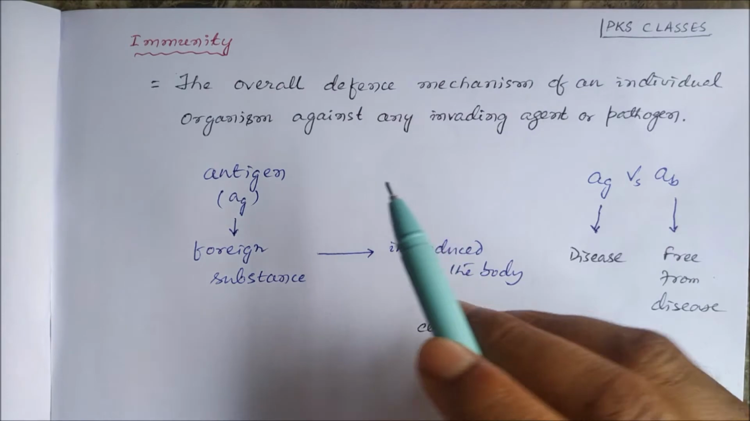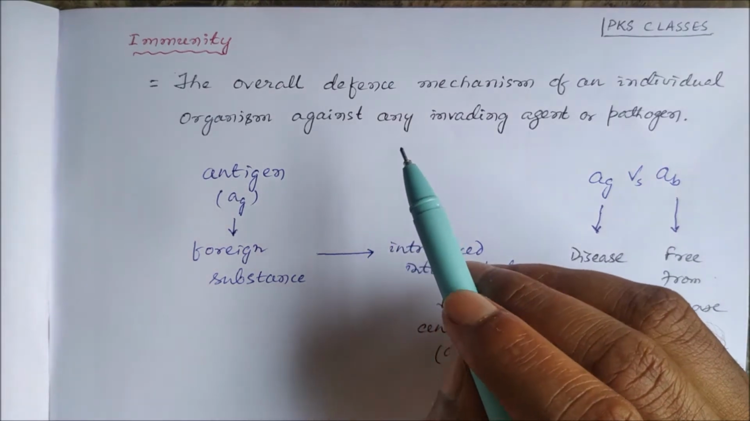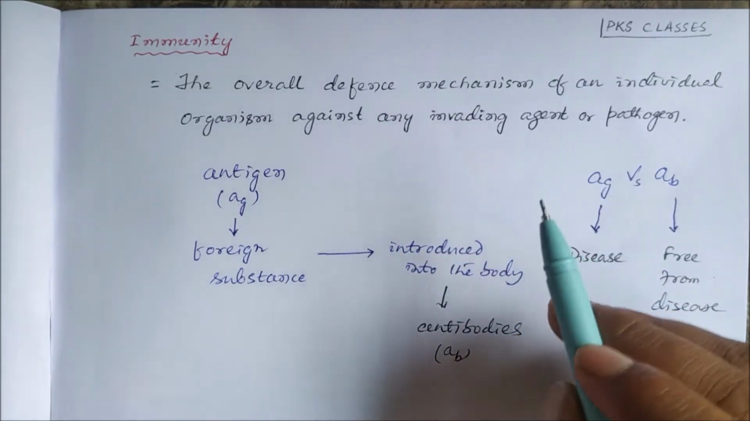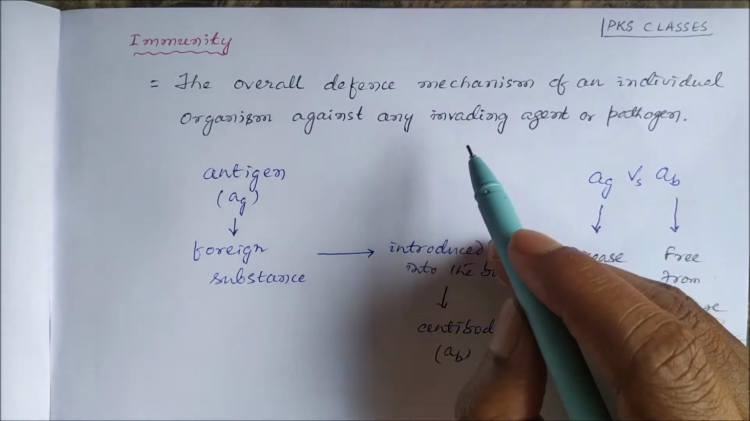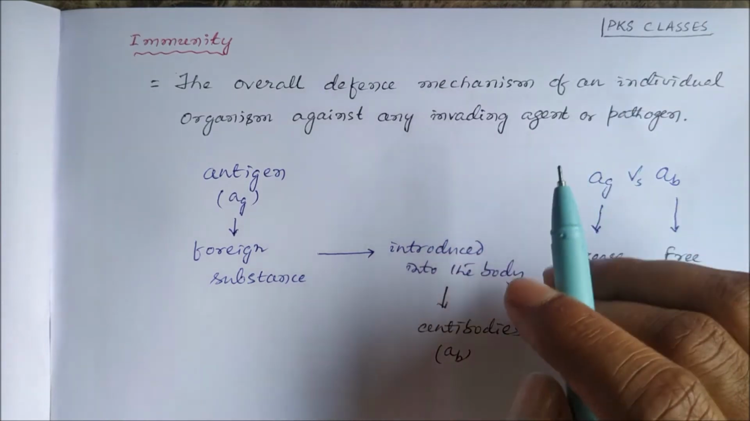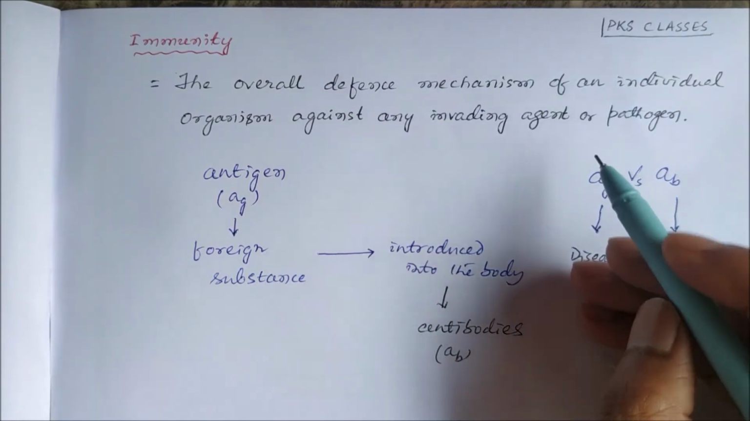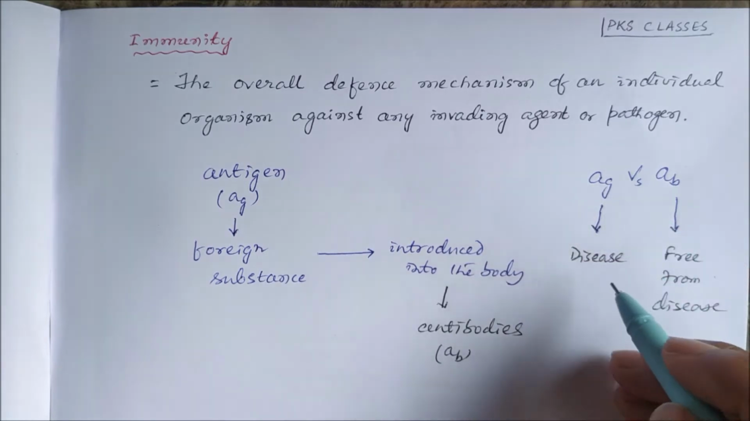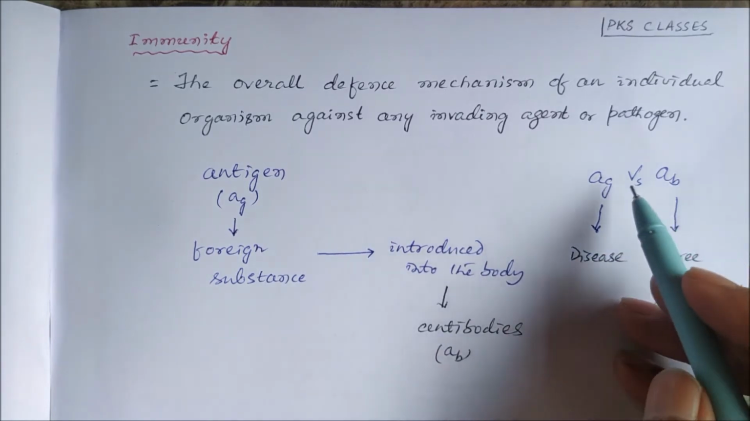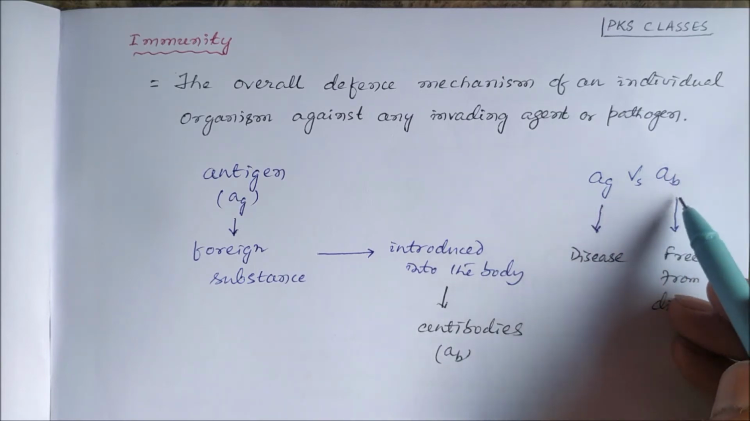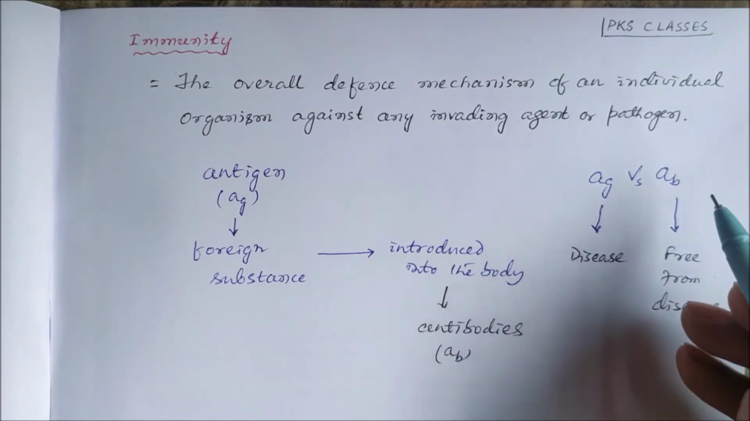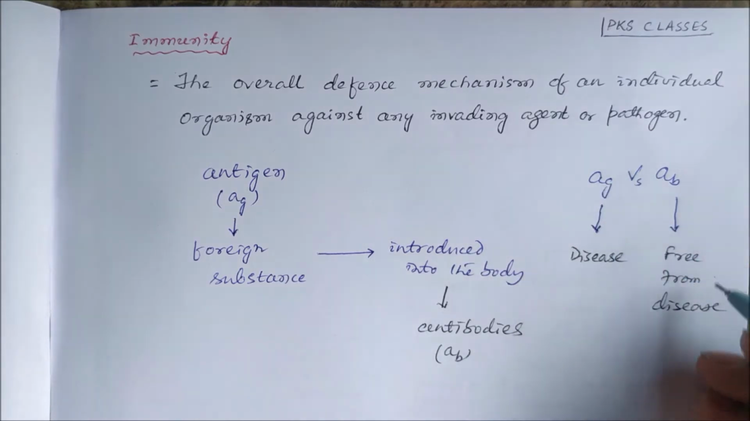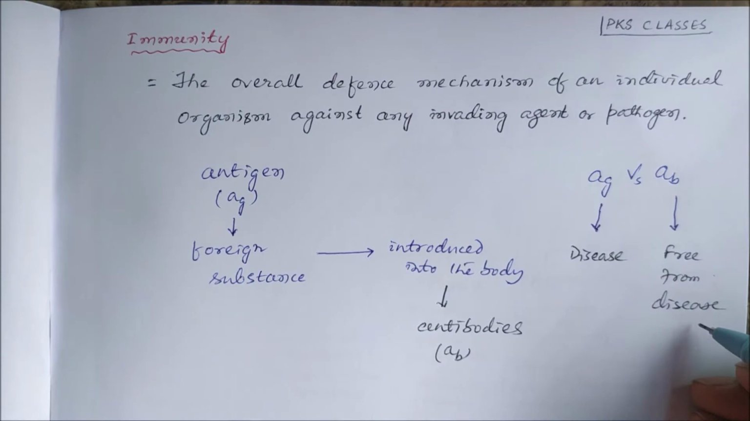Today we will study immunity. Immunity is the defense mechanism of our body. It is the overall defense mechanism of an individual organism against any invading agent or pathogen. Any invading agent or pathogen that is the cause of a disease, we call an antigen. In response to antigen, our body produces antibodies. If the antibodies can eliminate the antigen, then our body will be free from the disease.